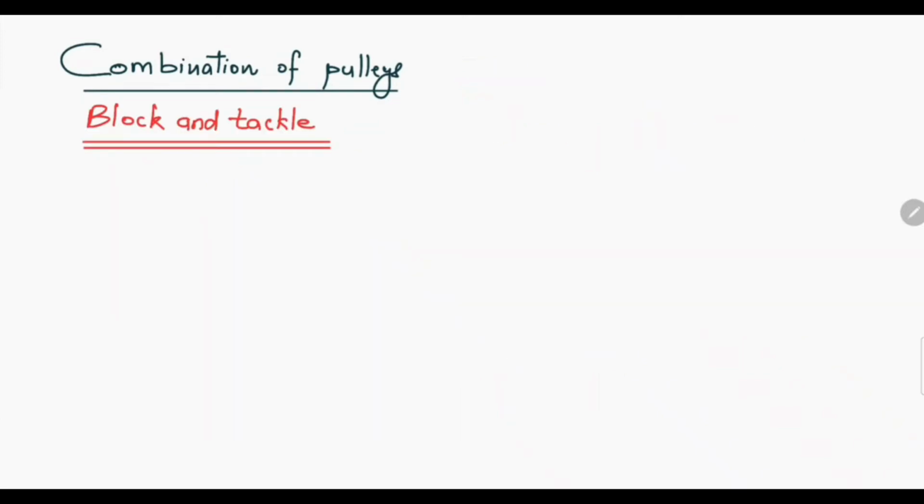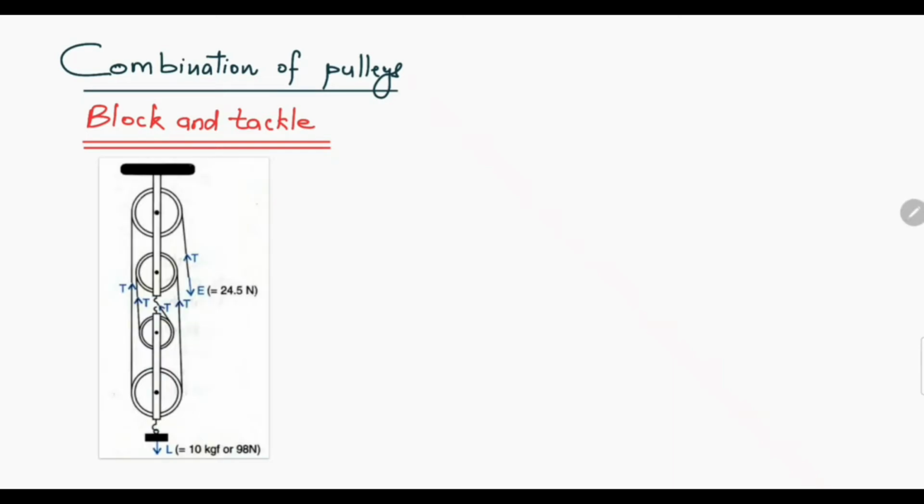Next case is again a combination of pulleys, but this is a special case. We call it the block and tackle pulley system. Here I have taken an example of a block and tackle pulley system. Total 4 pulleys. 2 are in the movable block, that is the lower block, and 2 are in the fixed upper block. So 2 up and 2 down.